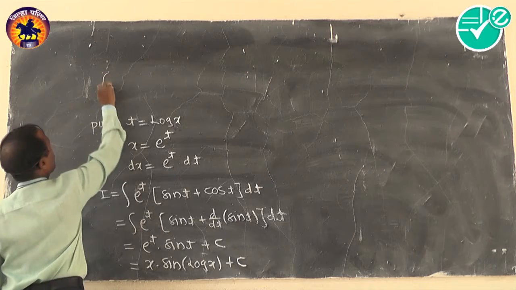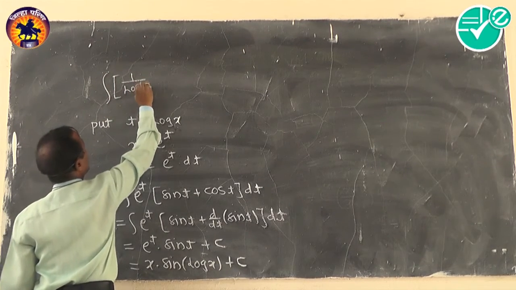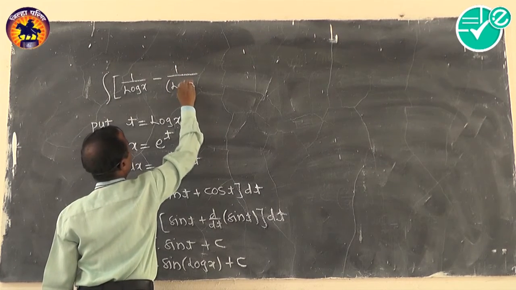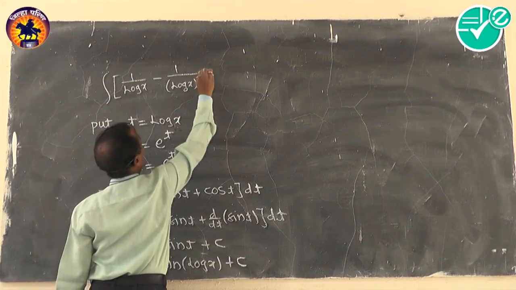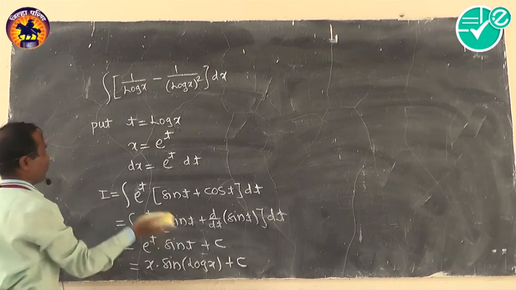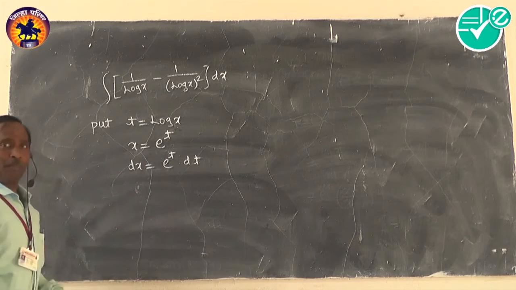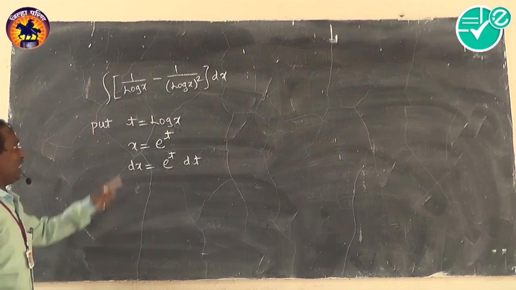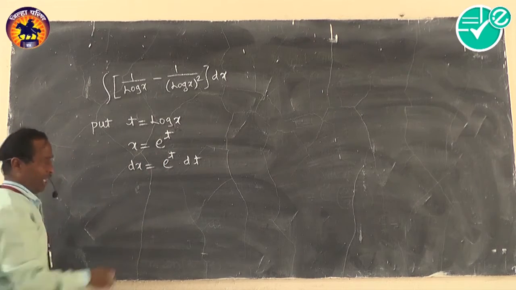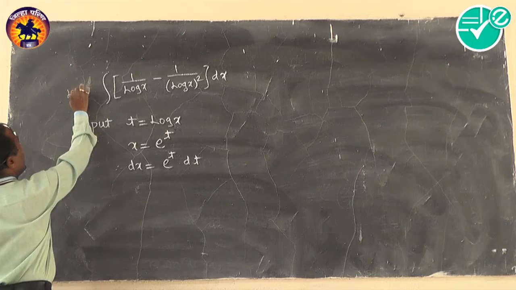Integral of (1 upon log x minus 1 upon log x bracket square) dx. Second example. In this example, we also substitute t is equal to log x. So x is equal to e raised to t. Therefore, dx is equal to e raised to t into dt.